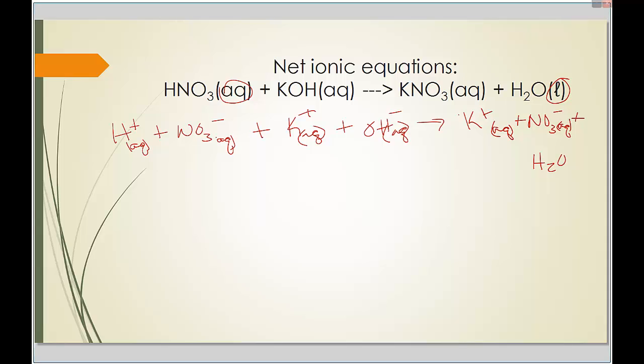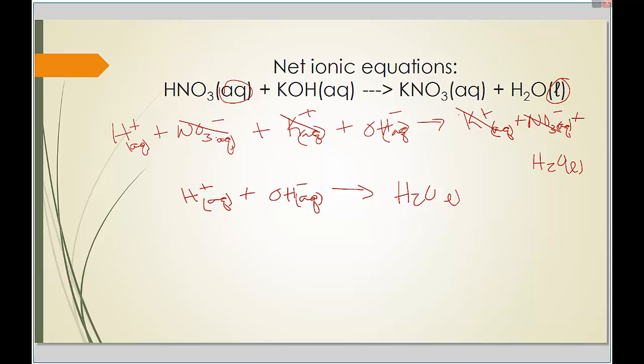So we have NO3 here. So NO3 gets crossed out. We have K here. So that gets crossed out. So what we have left is H plus and OH minus, yielding H2O liquid. And that is your net ionic equation.